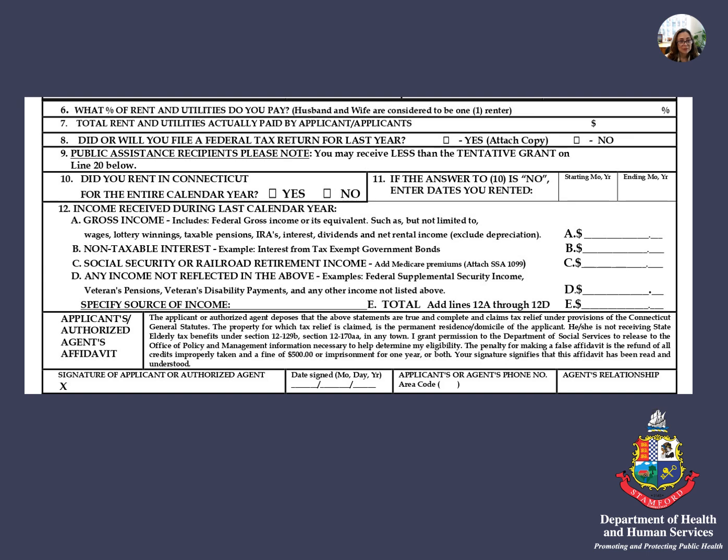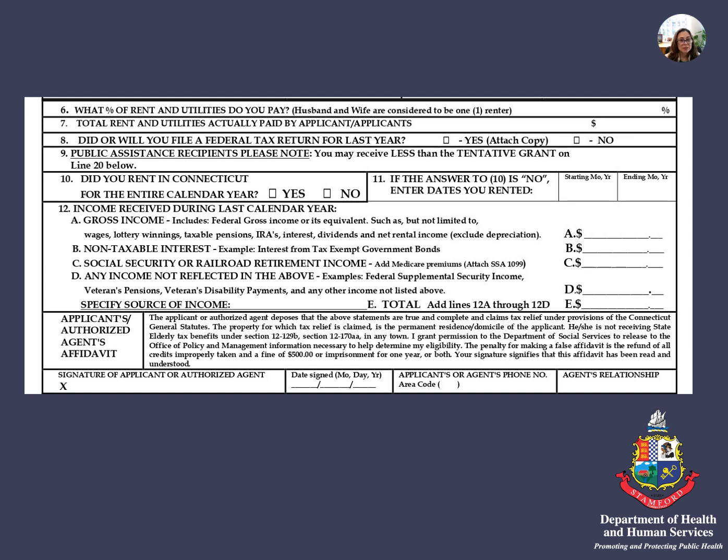Step 12, income information. Now, let's talk about your income. We need to know about the income you received last year. This includes things like wages, pension, Social Security benefits, and any other taxable income. Let's go through it step by step.